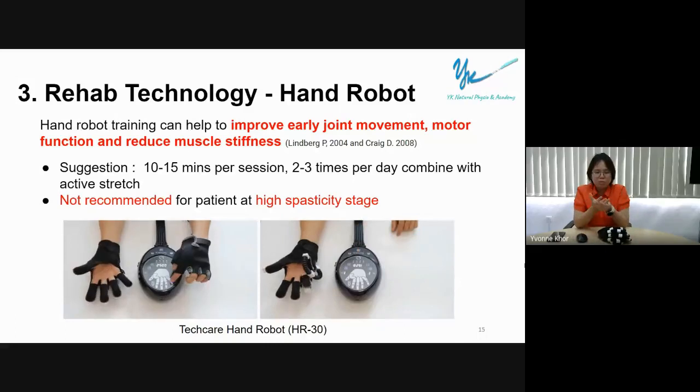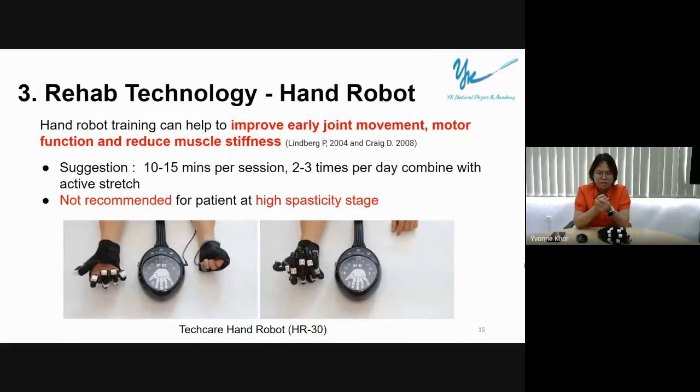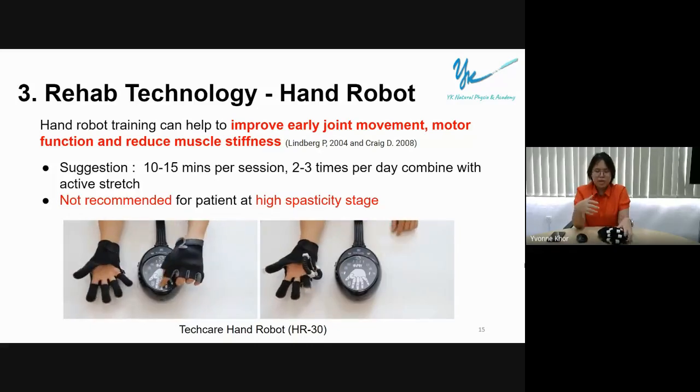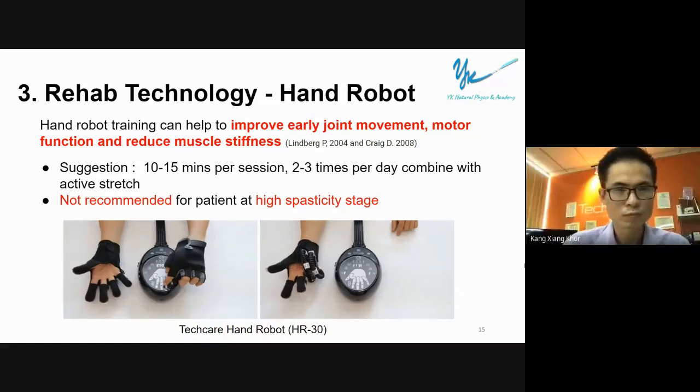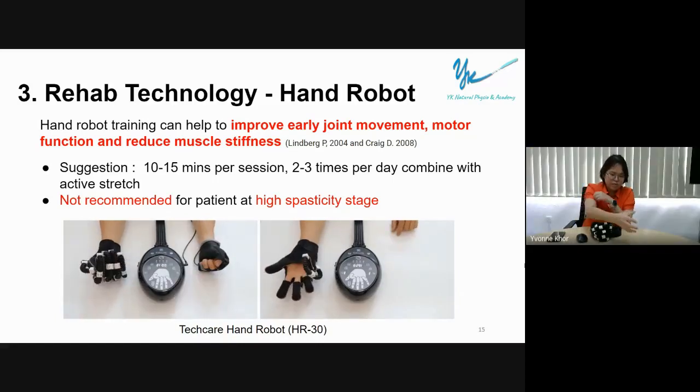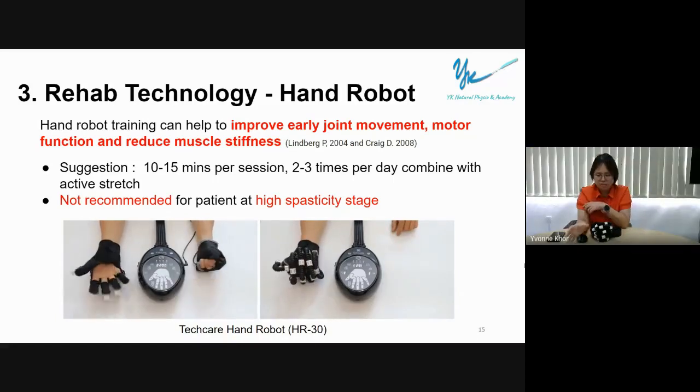Okay, and this hand robot also has a lot of functions. For example, you can combine it with functional movement. You can wear this hand robot machine, and then you can train doing things like holding the water or holding the cup. It also can help.